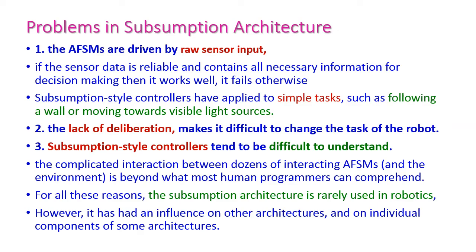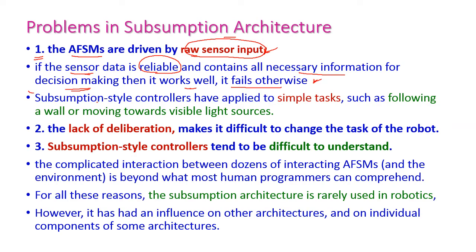The problems or difficulties in subsumption architecture. There are 3 problems. The first one is that the AFSMs are driven by raw sensor input. Based on the raw sensor input only, it is designed. If the sensor data is reliable and contains all necessary information, then only the decision making will be correct and it will work well. Otherwise it fails, right? If there is no necessary information, this will fail immediately.